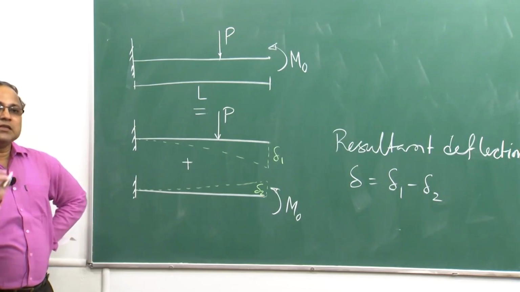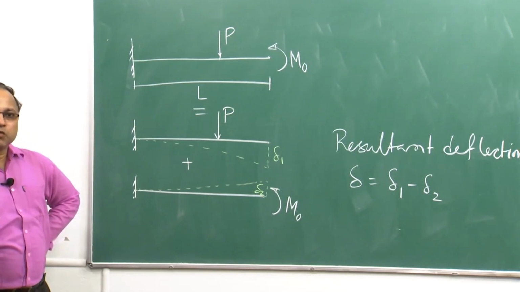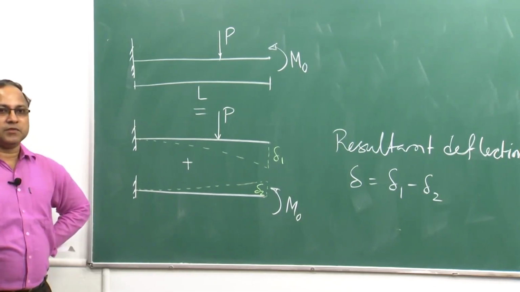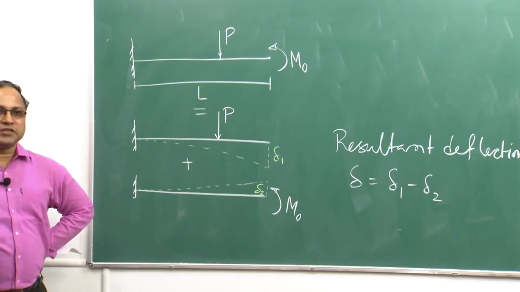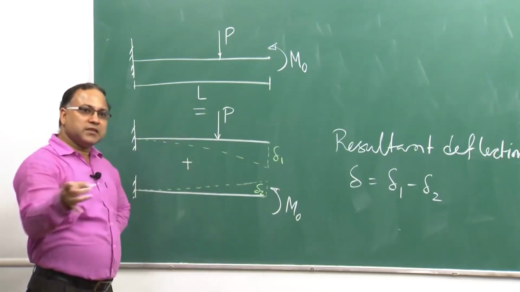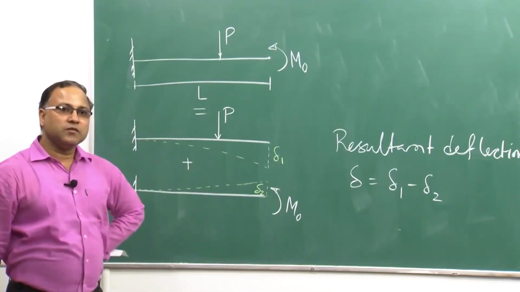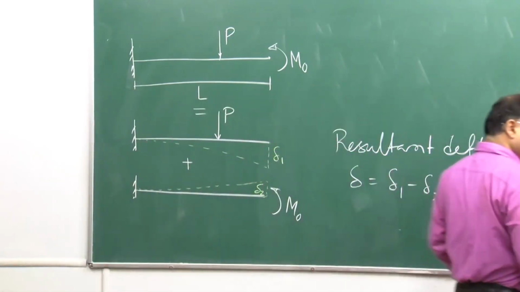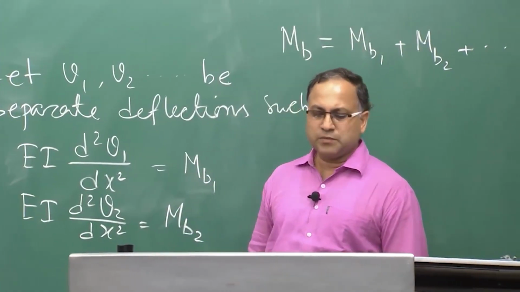Understood? So, this is the intelligent way by which you can solve different complicated systems. You separate them into different systems, and then you go to the basic systems, and those basic system solutions should be known to you beforehand, and then based on that you can find out the resultant deflection. Similarly, let's see some basic systems. So, these are some basic systems.